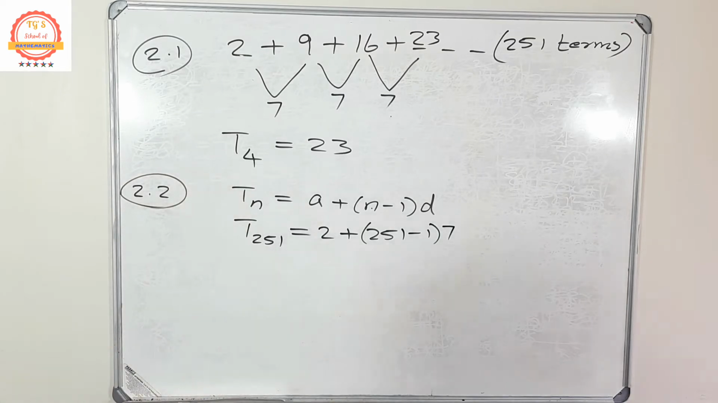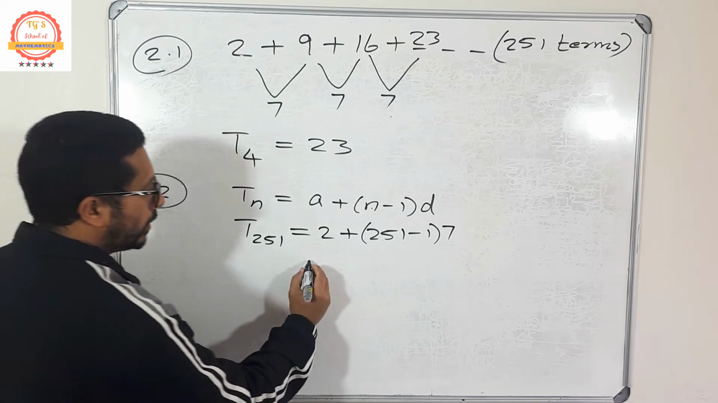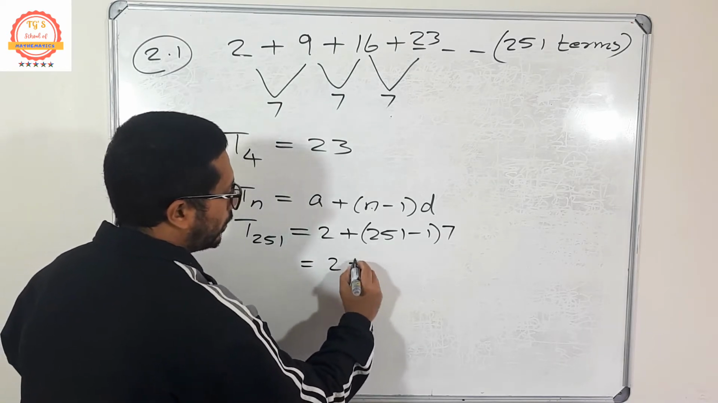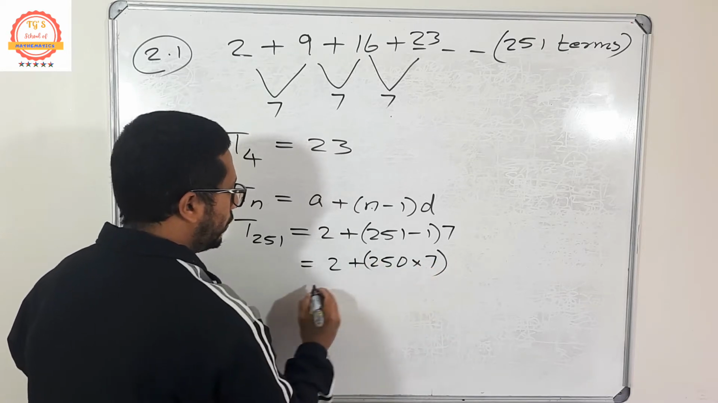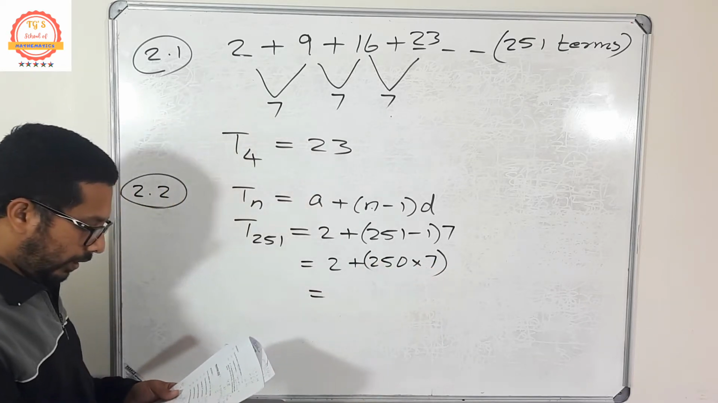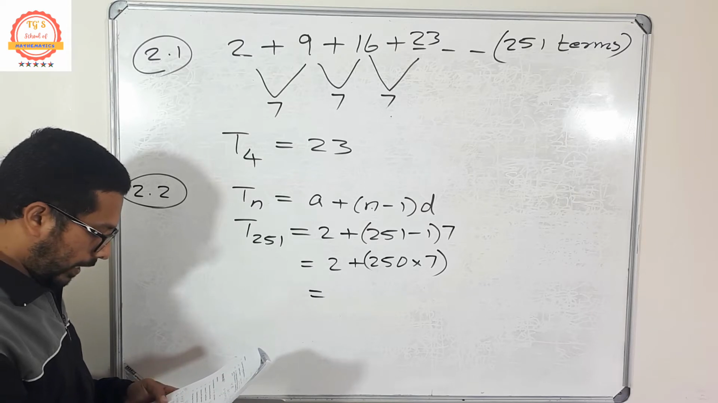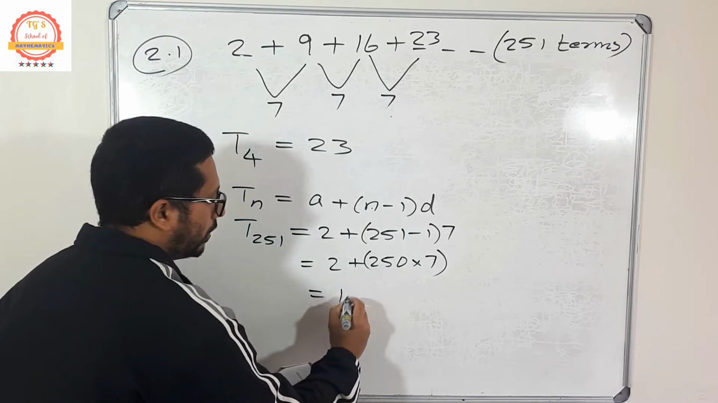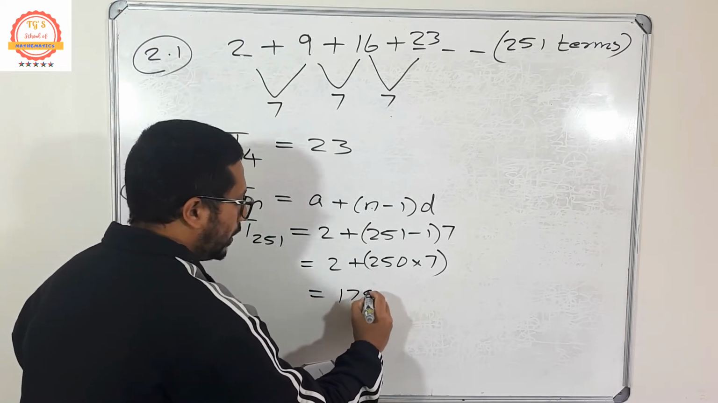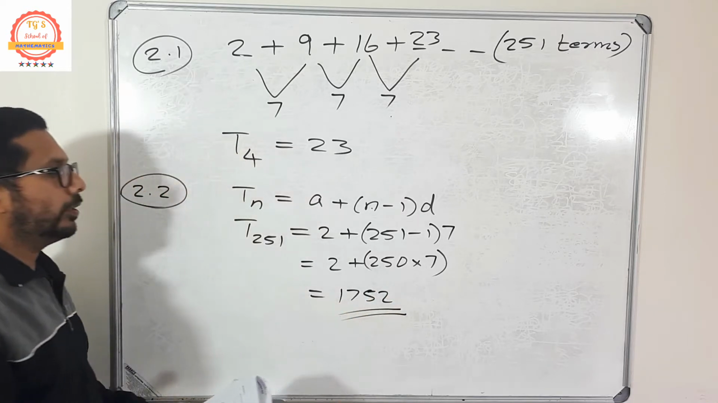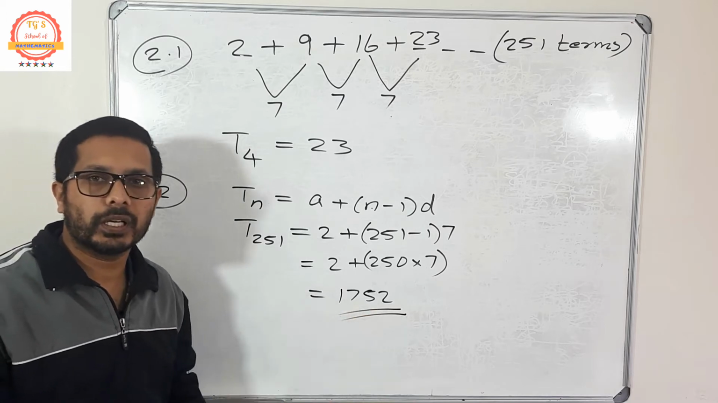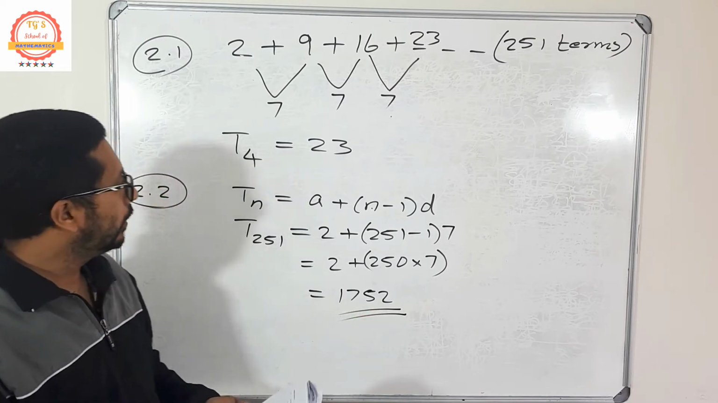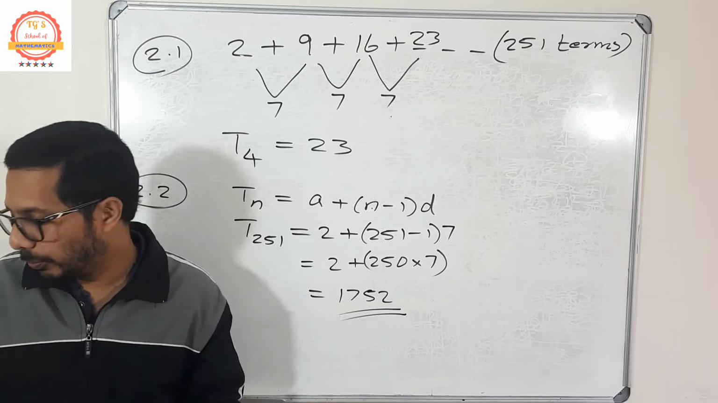So this is 2 plus 250 times 7. You can check in your calculator what the answer is. Here the answer is 1752. So it means that the 251st term is 1752. Now let's go to the next question, question number 2.3.